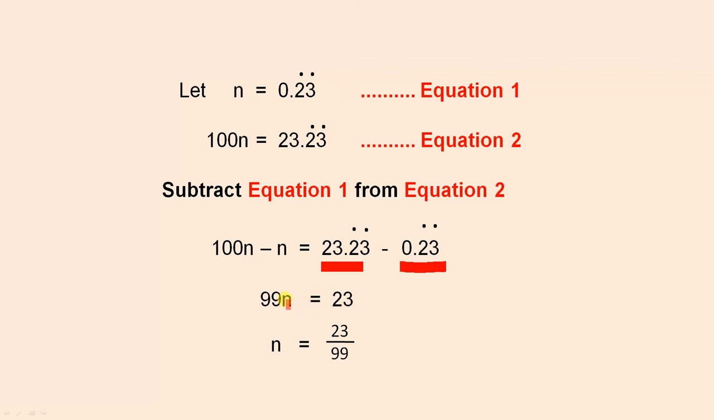So if 99n equals 23, just divide both sides by 99, and n equals 23 over 99. So there's your fraction in the form of a over b, where a and b are whole numbers. I hope you enjoyed that little sum, and you can follow that procedure for many of the recurring decimals. If you want to change them to fractions, that's the way you go about it.